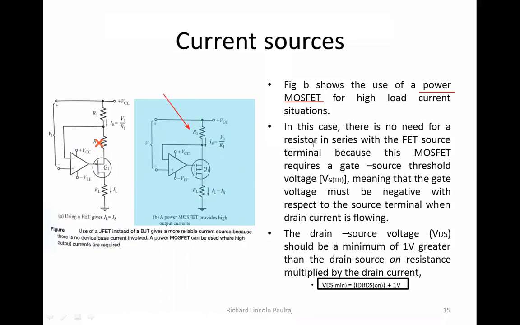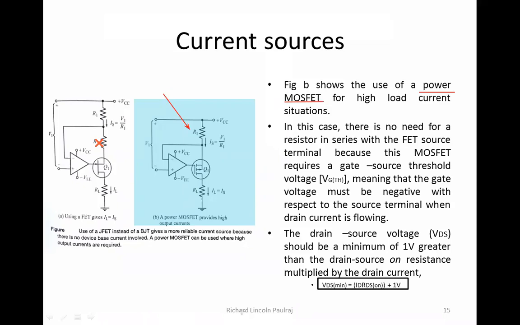So in this case, there is no need for a resistor in series with the FET source terminal. With VCC, R1, we had another resistor R2, and we are not having that, because this MOSFET requires a gate to source threshold voltage. So we do not need cutoff voltage here, we are looking at threshold voltages. Now I have mentioned what a threshold voltage is, students.